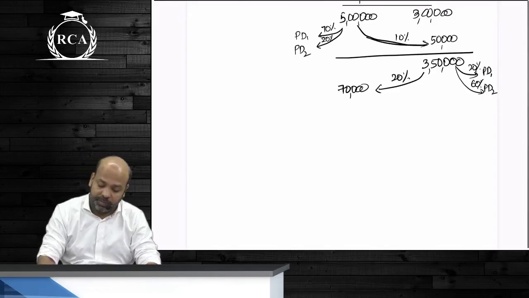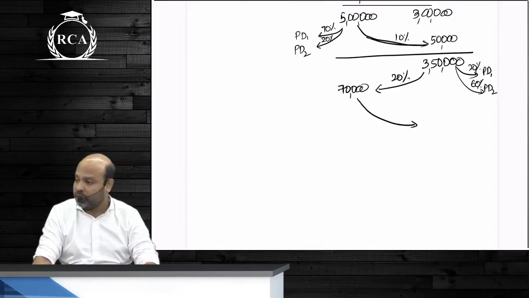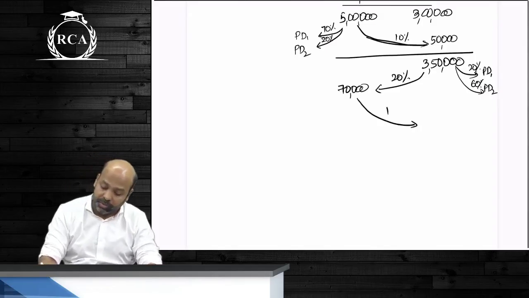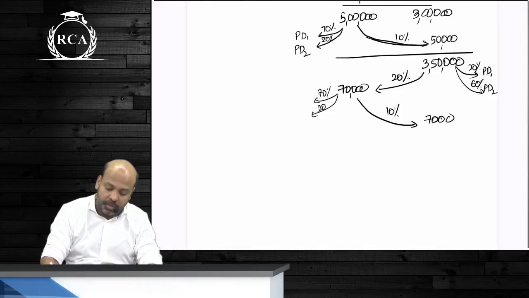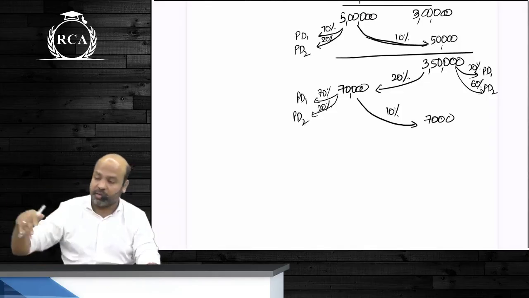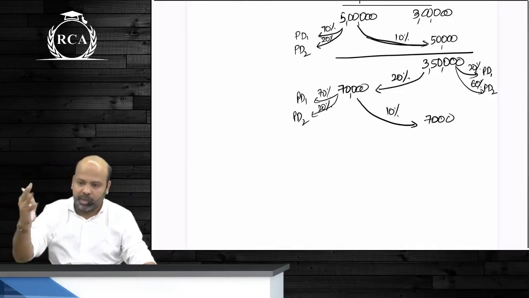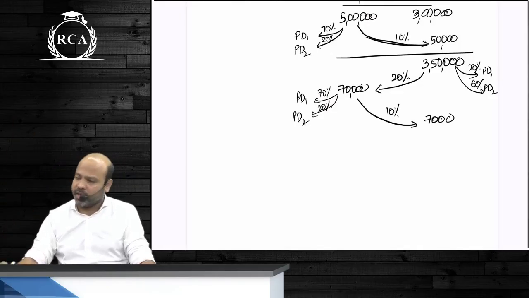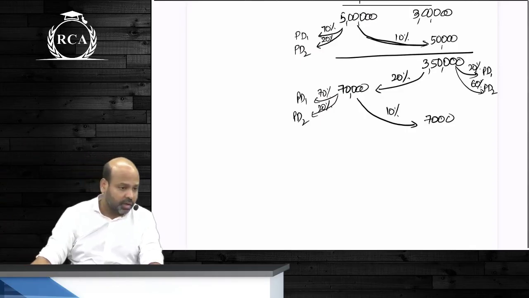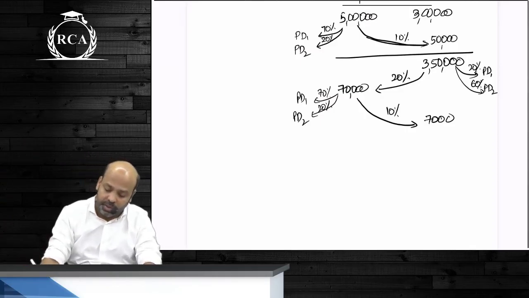Third step. This 70,000 got transferred, 10% to SD2. The remaining 70% and 20% went to PD1 and PD2. There's no need to write this. This is only for your understanding. In the exam, it is enough if you show just the SD1 and SD2 arrows. You don't need to say where the rest is going. It's just that in the end it will become easier to understand. Are we clear? Next step, what did we do?